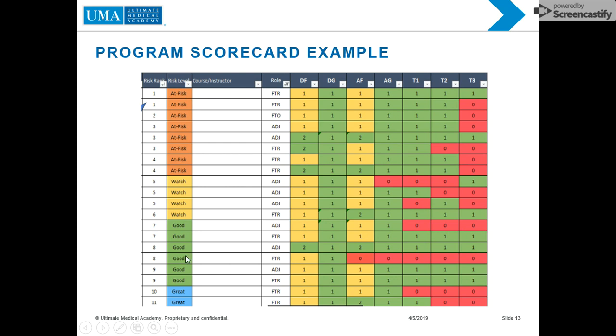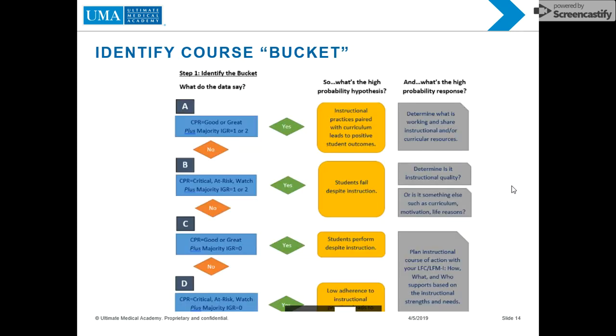What we looked at was, on the left side, the course ratings, whether they were at risk, watch, good, or great. And then on the right side, we looked at instructional practices to see areas where instructors were performing consistently and strongly, and other areas where instructors might need extra support or review. So first we identified the course bucket, according to student performance in the course, whether it was good or great, at risk, critical risk, or watch. And then we paired that with instructional practices to figure out what bucket each course was in.